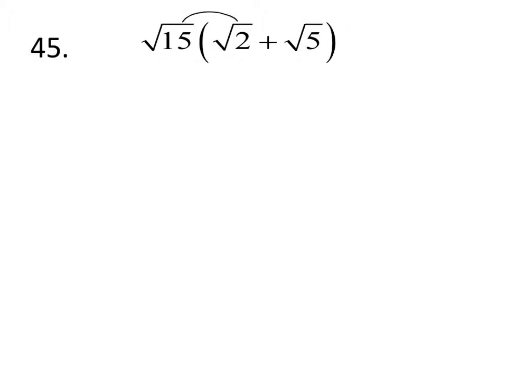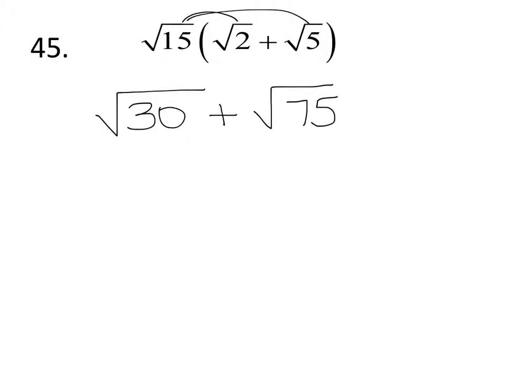Okay, here you're going to distribute. Now, in order to be able to multiply radicals, just your index has to be the same. And then you'll multiply your radicands. So square root of 15 times square root of 2, they both have an index of 2. So I can multiply them to get square root of 30. Plus, square root of 15 times square root of 5 is square root of 75. Now I can't add these together yet because they don't have the same radicands, but let's simplify and see if there's anything I can do.